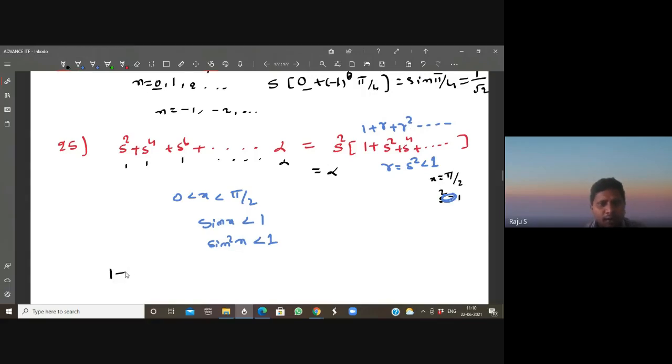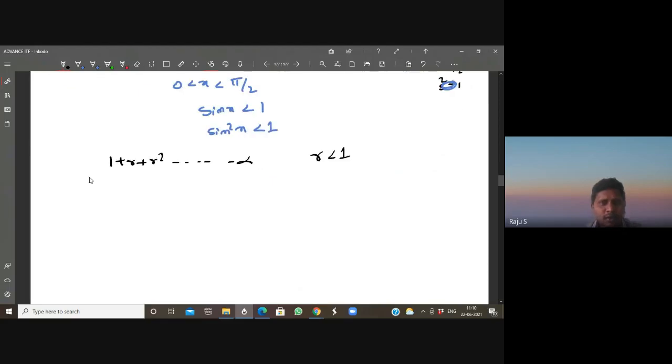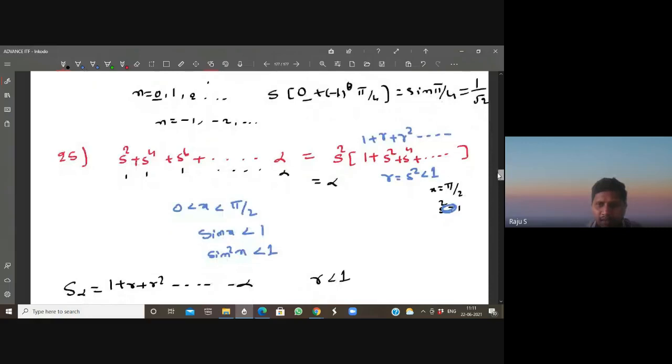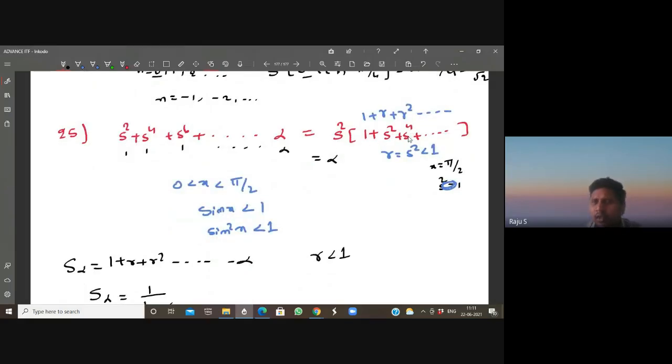Whenever we have the series 1 plus r plus r square, and so on, plus infinite series, and r is less than 1, then S infinity, meaning the sum of infinite terms, is 1 by 1 minus r. It is a geometric series. How can you find the common ratio, students? Second term by first term, third term by second term, like that. Sine square by 1 is sine square. Sine power 4 by sine square is sine square. So the r value is sine square.